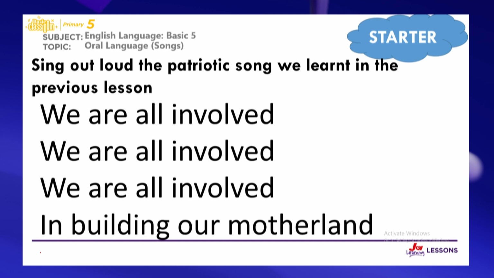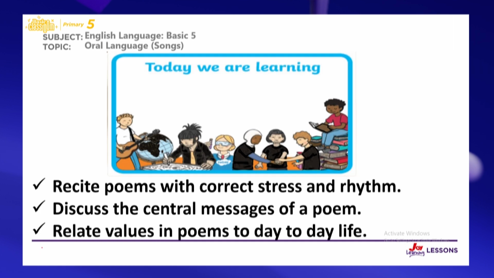That was great. You have done really well. Now let's look at what we are going to learn for today. Our lesson objectives for today. Today, we are learning one, to recite poems with correct stress and rhythm. And then two, discuss the central messages in poems. And then the last one, we'll also look at the values that we get in poems and relate it to our everyday life. That is what we are going to do today.